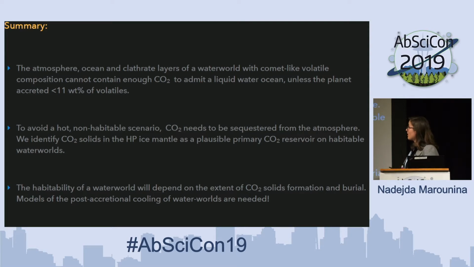Okay, so here's my summary. The atmosphere, the ocean, and the clathrate layer of water worlds are not enough to store comet-like amounts of CO2 if the water world accreted more than 11% of volatile by mass. If we want to avoid a hot and non-habitable scenario, we need to sequester CO2 away from the atmosphere inside of the high-pressure ice mantle. And the habitability of the water world would probably depend on the cooling history of the planet and the extent of the carbon dioxide solids stored inside of this high-pressure water ice layer. Yes, thank you. I'll be happy to have any questions.